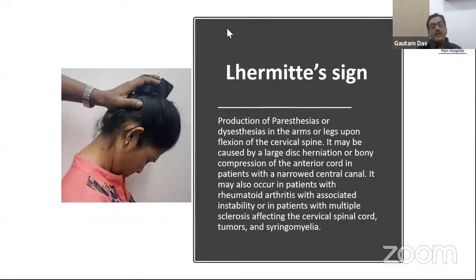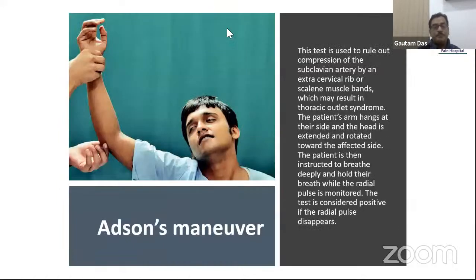Then is your Lhermitte sign. So what is done here? Paresthesia and dysesthesia of the arms and the legs, particularly in cervical myelopathy. If there is narrowing of the cervical canal, and you are flexing the neck and keeping it for some time, then if the cervical canal is compromised because of many different reasons, the symptoms will be reproduced. This is your Lhermitte sign.